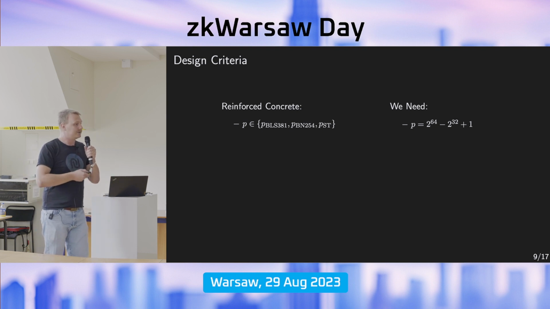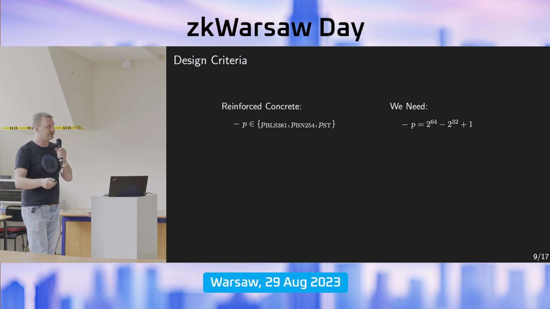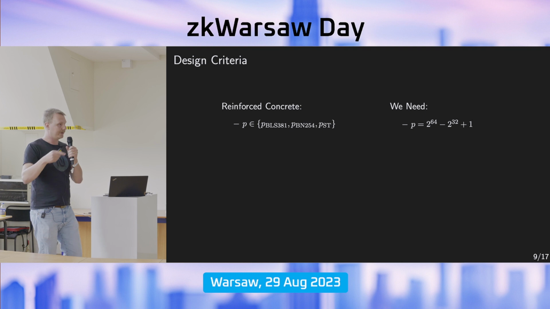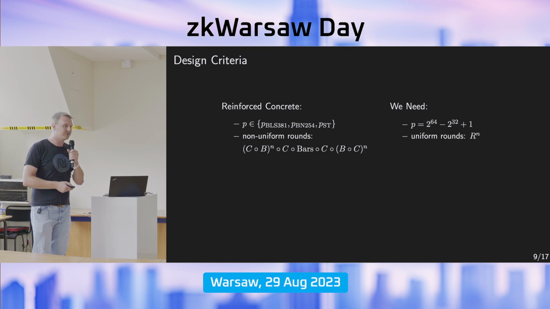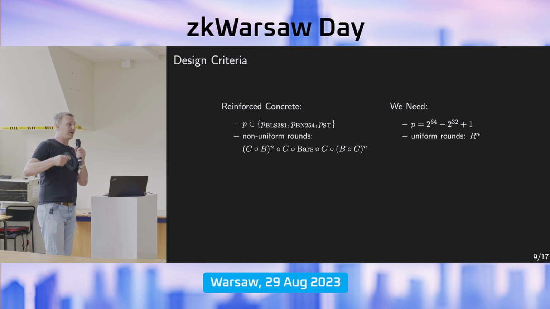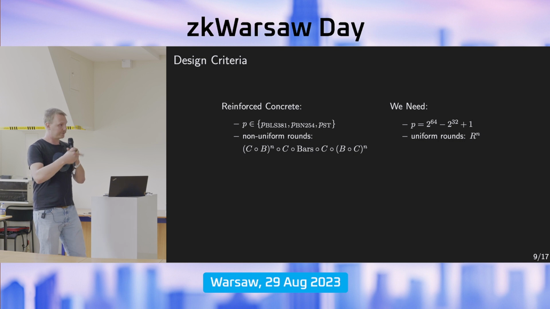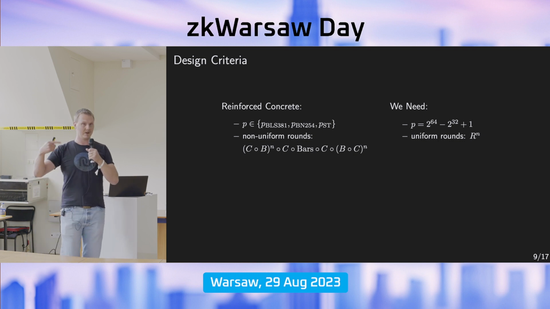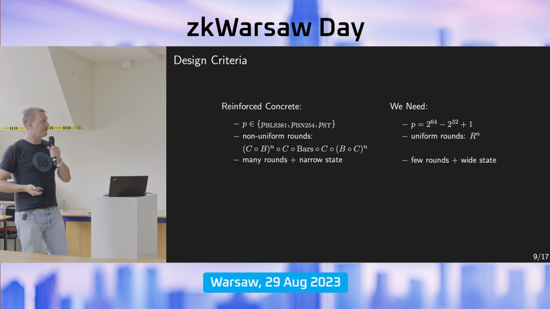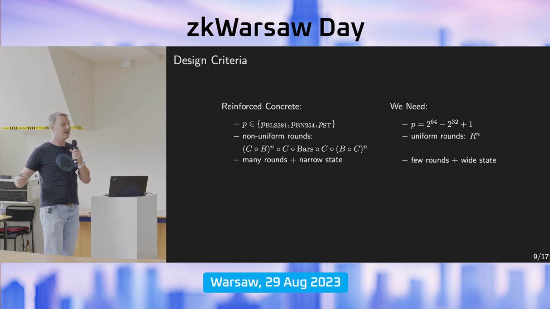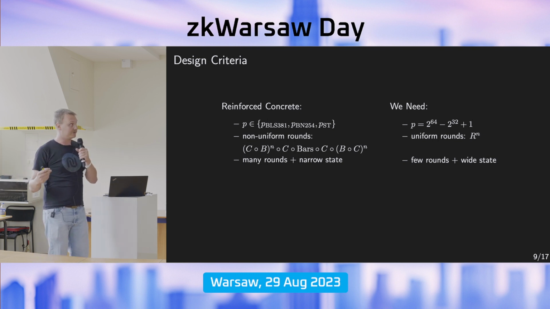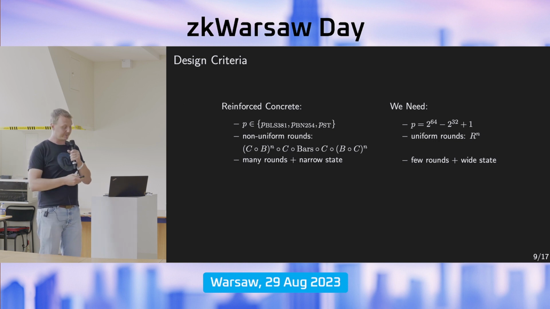because it's very easy to prove the correct decomposition of 64-bit integers into two 32-bit integers. We want the rounds of our hash function to be uniform so that there's a simple system of constraints that proves the correct execution of the hash function, whereas Reinforced Concrete has different rounds depending on where you are in the cipher. Reinforced Concrete has a state that consists of 3 field elements, and we want 16. That allows us to shrink the number of rounds and still process the same amount of information.